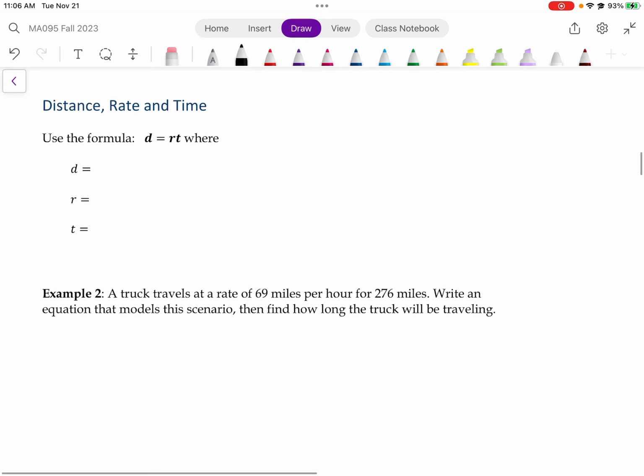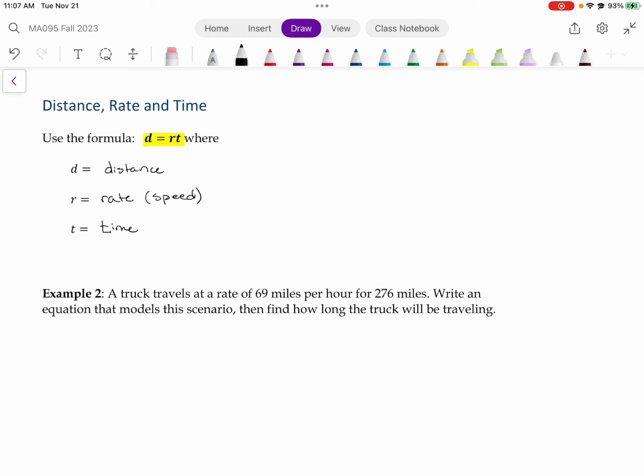Okay, so let's talk about distance, rate, and time. So the formula is D equals RT, where D is the distance, and it can be in any measurement of distance. R is called the rate, in other words, the speed or the velocity, and T is the time, in any measurement. So the rate units are going to depend on the units of distance and time.